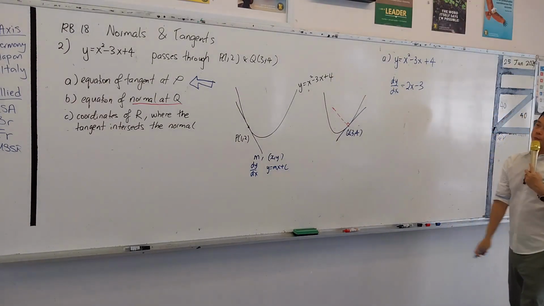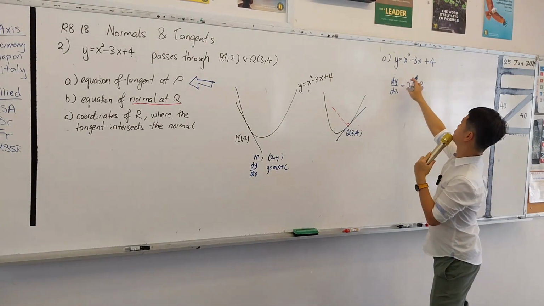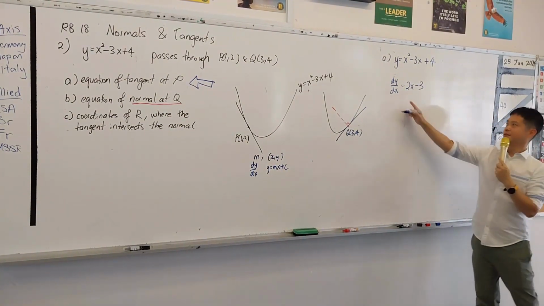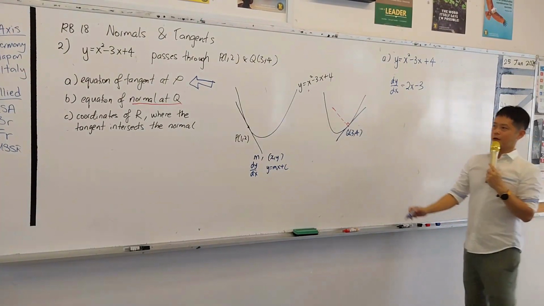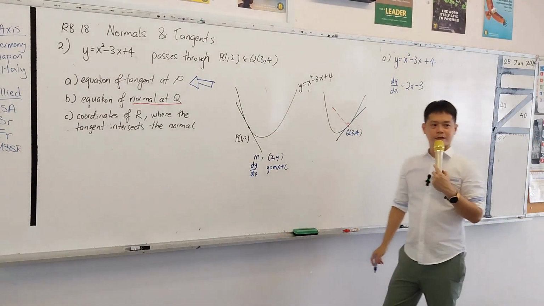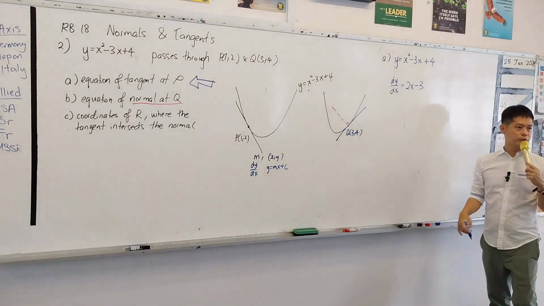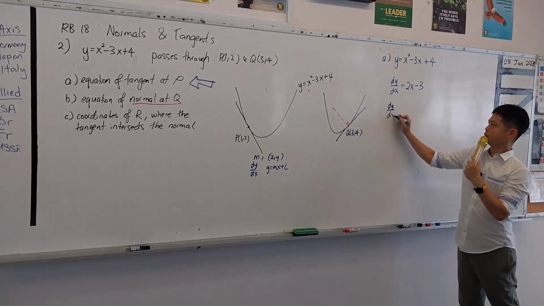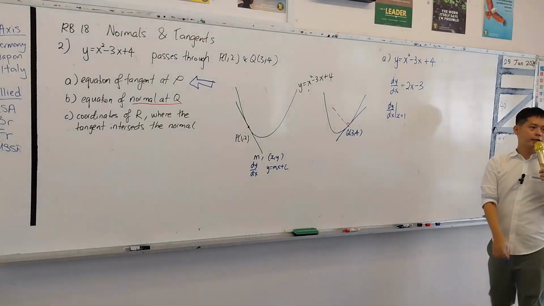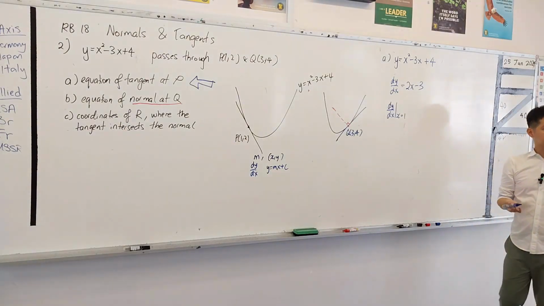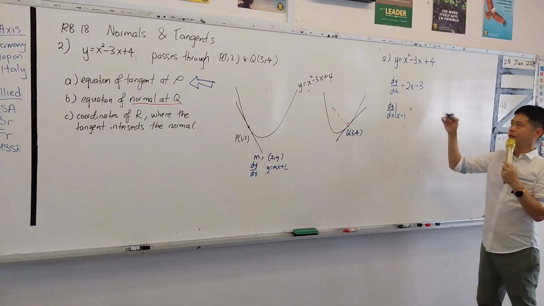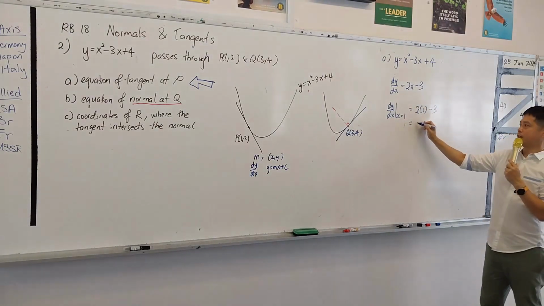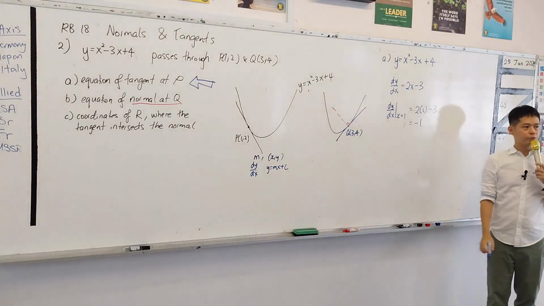So dy/dx is this, right? Bring down the power, minus 1. Now what do I substitute in order to find the gradient at point P? Very clear, I just substitute x equals 1 only, because there's no more y. So when x equals 1, I just want to recap that you can write it like that. I write like this just to recap a bit. So 2 times 1 minus 3 is negative 1. So now I know that m is negative 1.